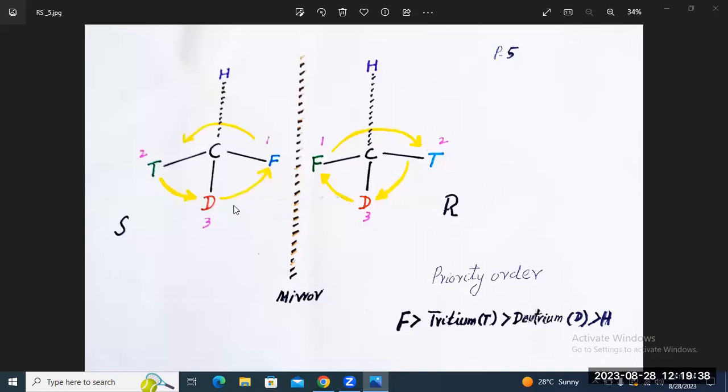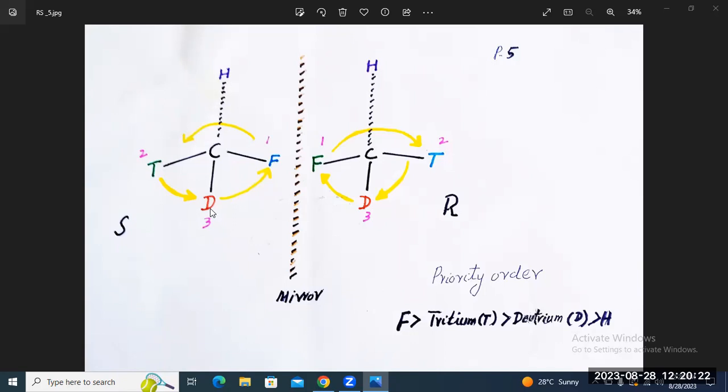Taking the example of the isotopes attached to the chiral carbon here, these are hydrogen, fluorine, deuterium, and tritium. Deuterium and tritium are the isotopes of hydrogen. So the order of precedence in case of the isotopes attached to the chiral carbon would be like this. Fluorine would have the highest priority due to its atomic number and would be number 1. Then tritium would be number 2 and deuterium would be number 3.